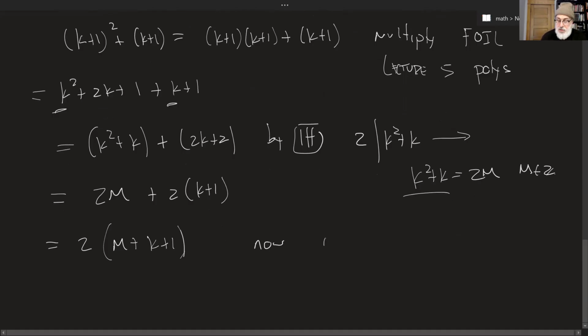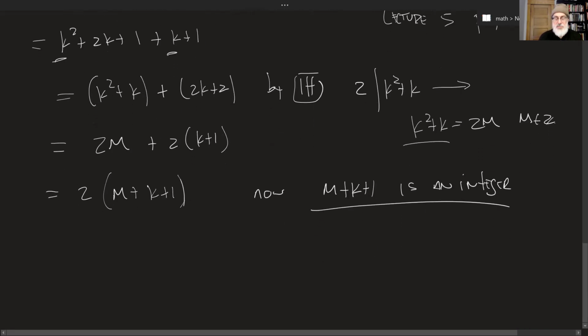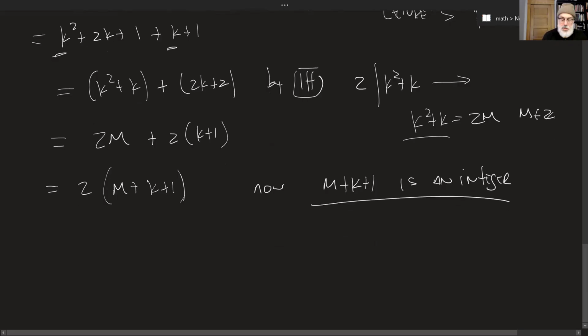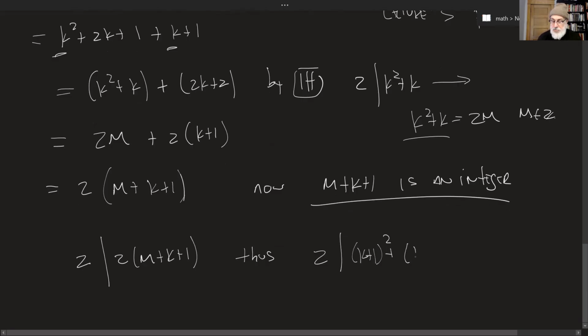Now, m plus k plus 1 is an integer. Two times an integer means that it's divisible by 2. 2 times anything is divisible by 2, right? So 2 divides 2 times some integer. Thus, 2 divides k plus 1 squared plus k plus 1. And we are done.